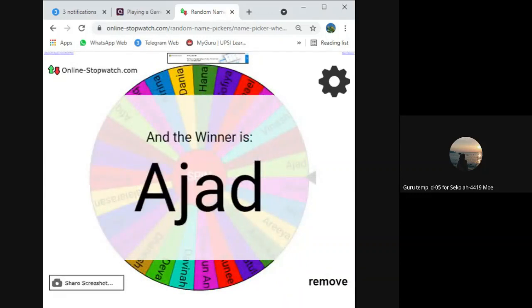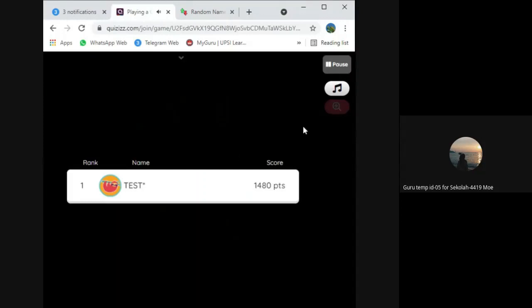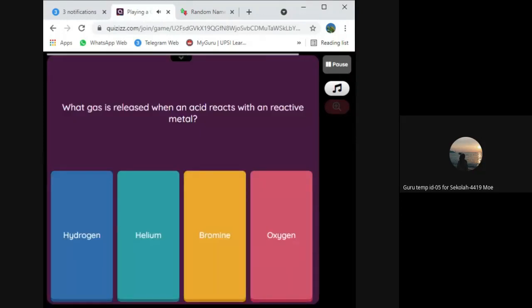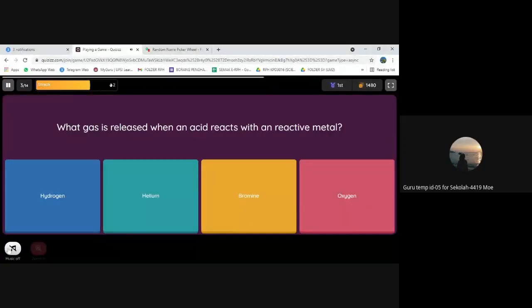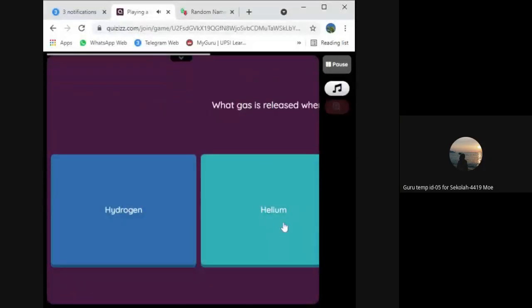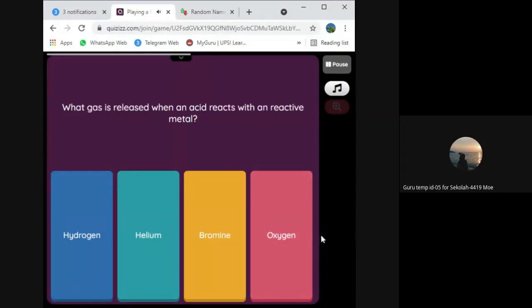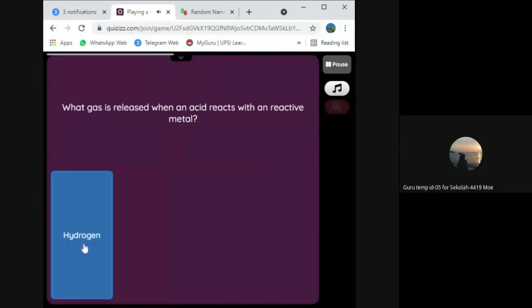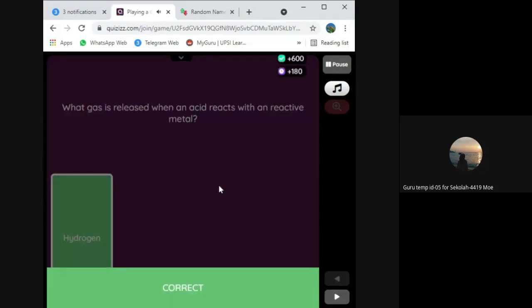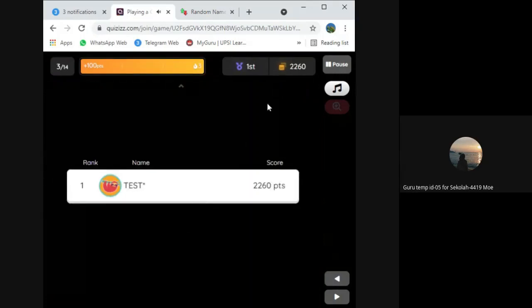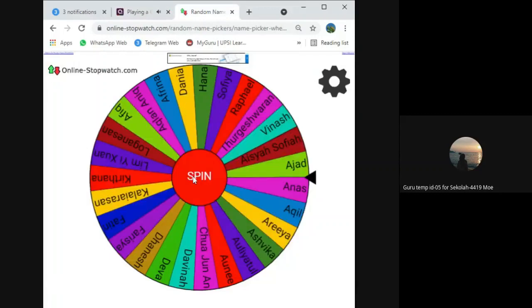Ajat. Earlier someone mentioned in the group chat, right? Is Ajat here? Yes. Alright. So question for Ajat. When gas is released, when an acid reacts with a reactive metal, what gas is released? Hydrogen. I can't hear my voice. Okay, what was Ajat's answer? Hydrogen. Correct or not? Okay, correct. So whoever can answer correctly means they were focused earlier. Okay. Next person.